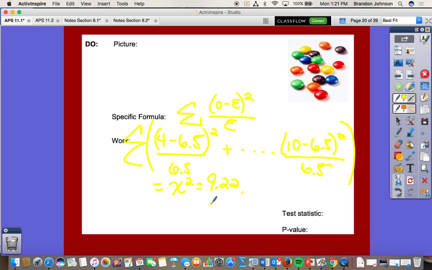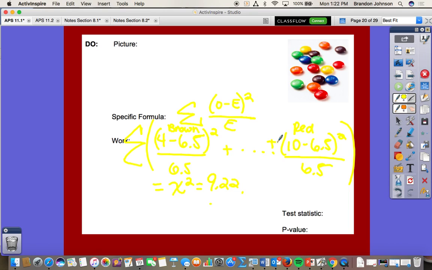Yep. All right. I would even put above it that this was the brown, this was the red, so AP graders can get everything in the middle. We're just adding everything in the middle. Cool. So with the test statistic, we get 9.22.